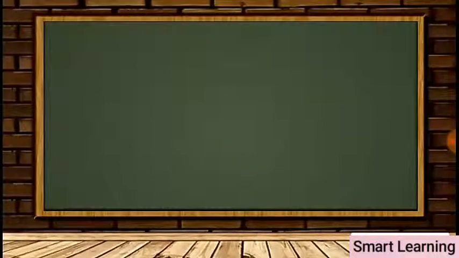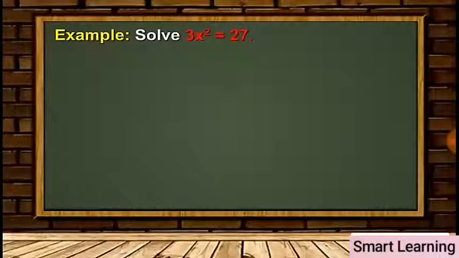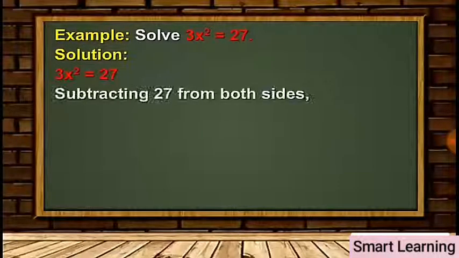Let us find the solution of a quadratic equation by factorization using algebraic identities. Suppose we wish to solve 3x square is equal to 27. We begin by writing this in the standard form of a quadratic equation by subtracting 27 from each side to give 3x square minus 27 is equal to 0. We now look for common factors. By observation, there is a common factor of 3 in both terms.